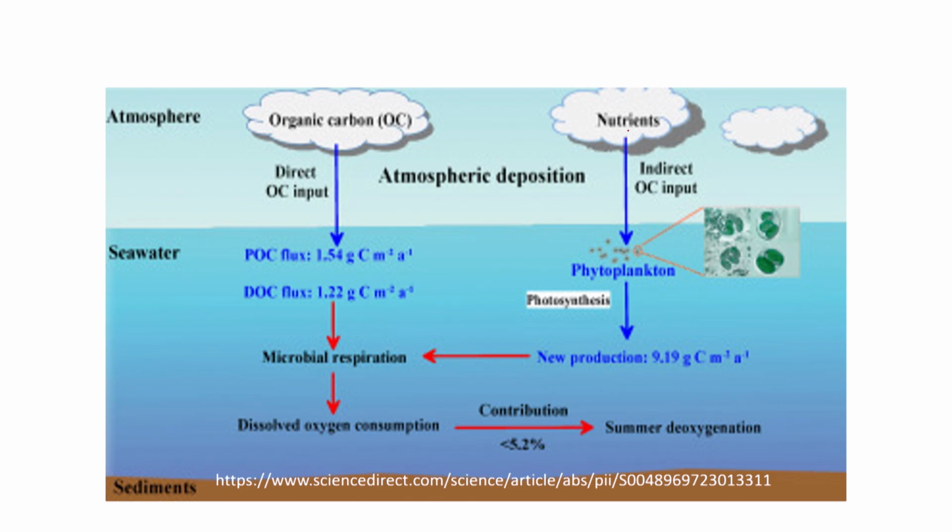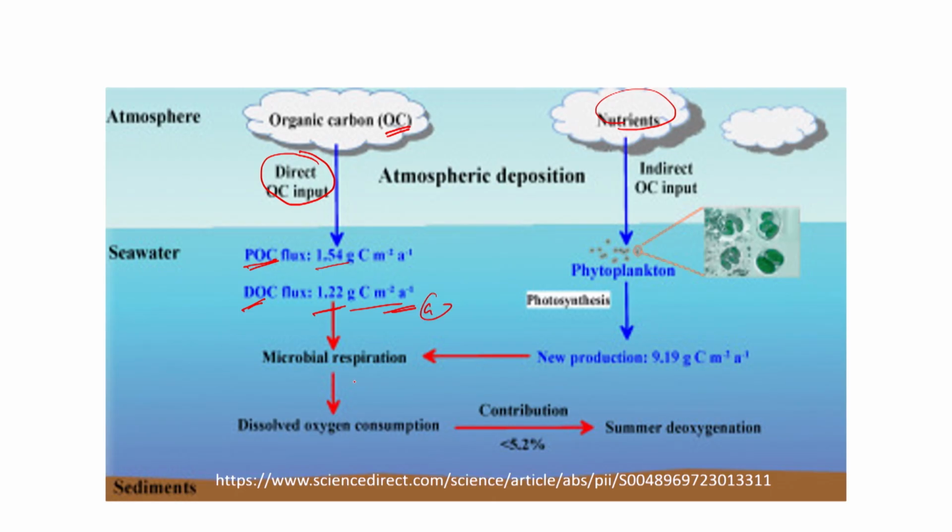Not only that, I discussed the nutrients, but there is also organic carbon. This can be directly transmitted, and this is the particulate organic carbon flux over the seawater due to deposition. Particulate organic carbon, for example, is about 1.54, and dissolved organic carbon flux is about 1.22 gram carbon per meter square, and this is per annum, per year.